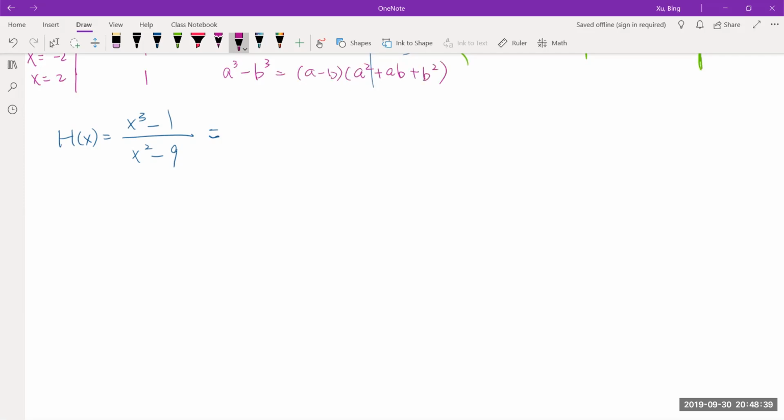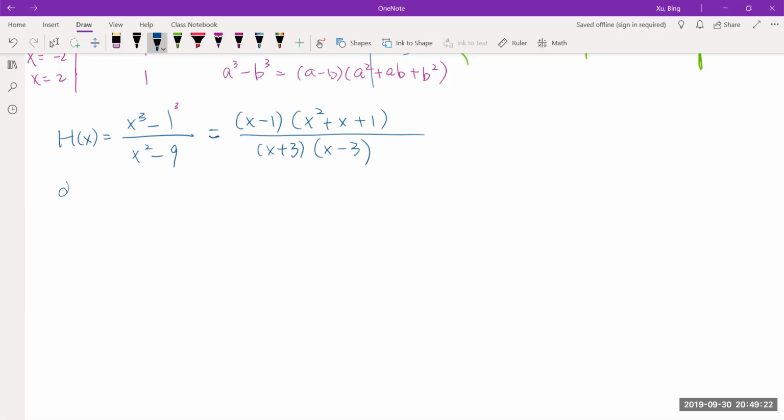It's a formula, right? x cubed minus 1 satisfies that situation because it's x cubed minus 1 cubed. So we're going to use the formula to factor the top as x minus 1 times x squared plus x plus 1. That's the top. The bottom is x squared minus 3 squared, so it's x plus 3, x minus 3. Any questions on the factoring part?